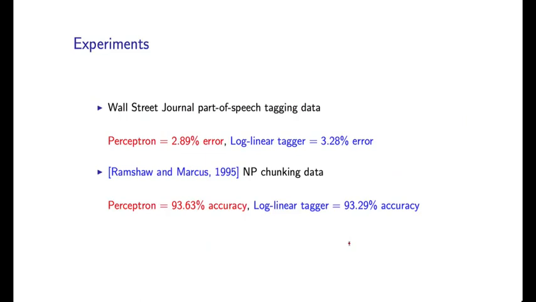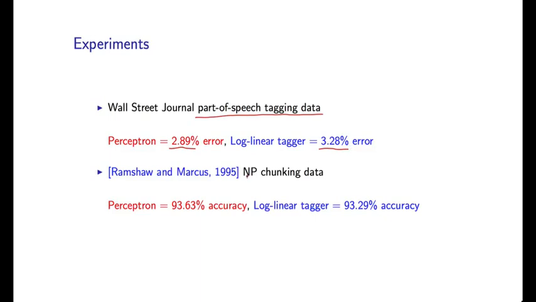So here are some results from the perceptron on a couple of data sets, comparing it to a log linear tagger. This is first part-of-speech tagging data, and you can see that the error rate for the perceptron is very competitive, actually slightly lower than the result for a log linear tagger.